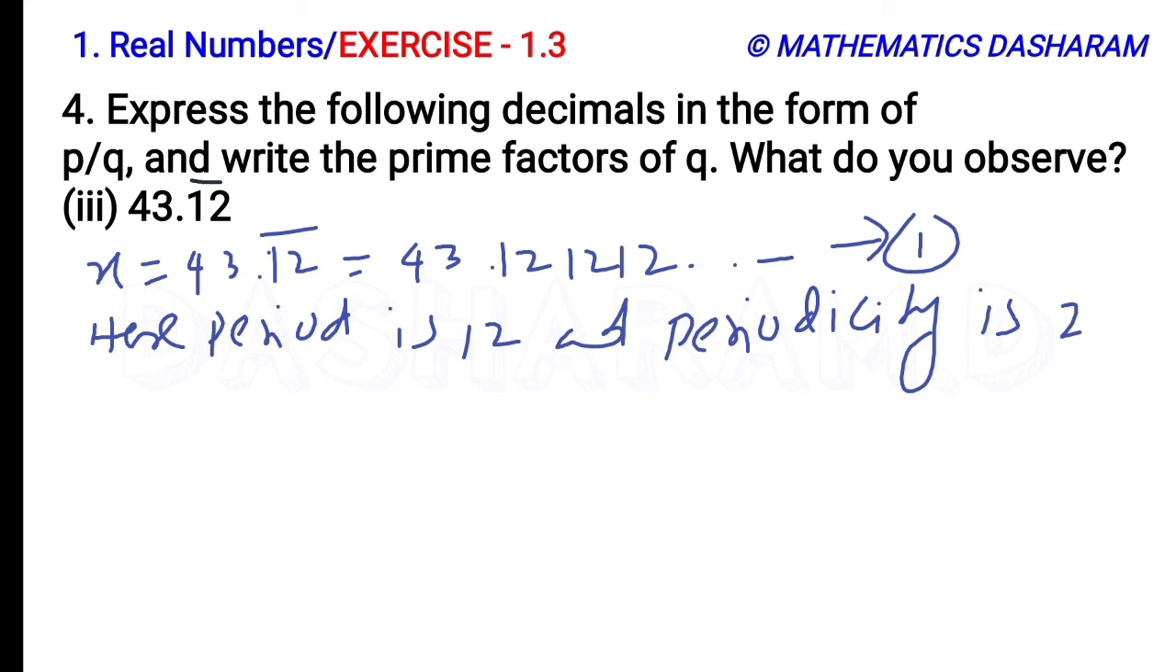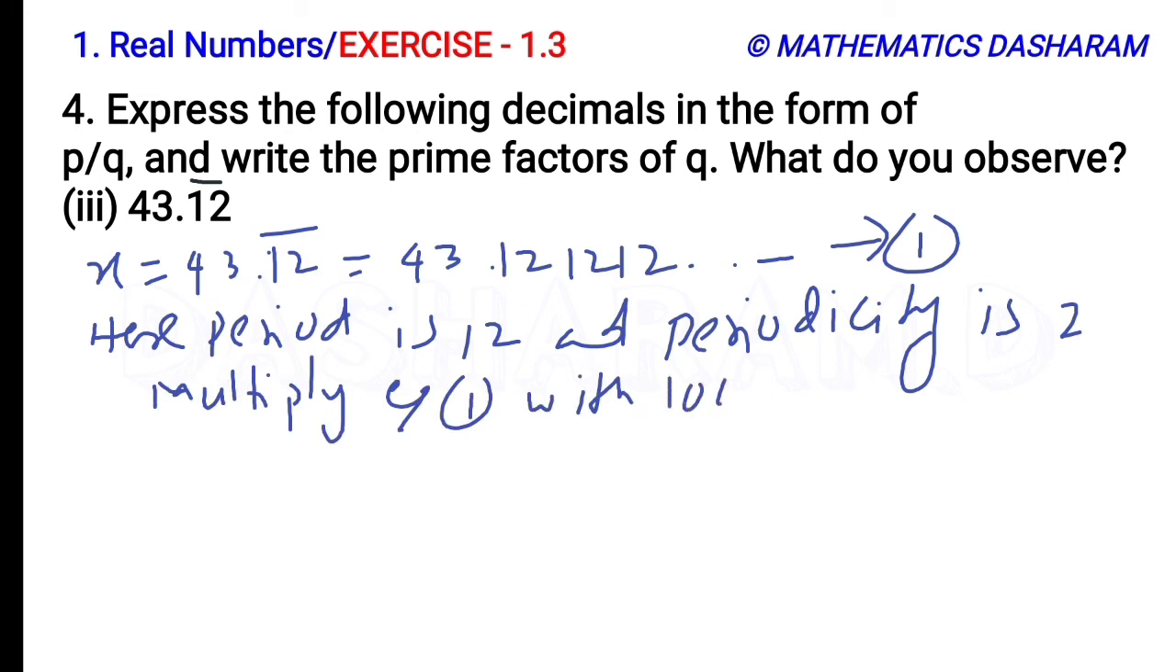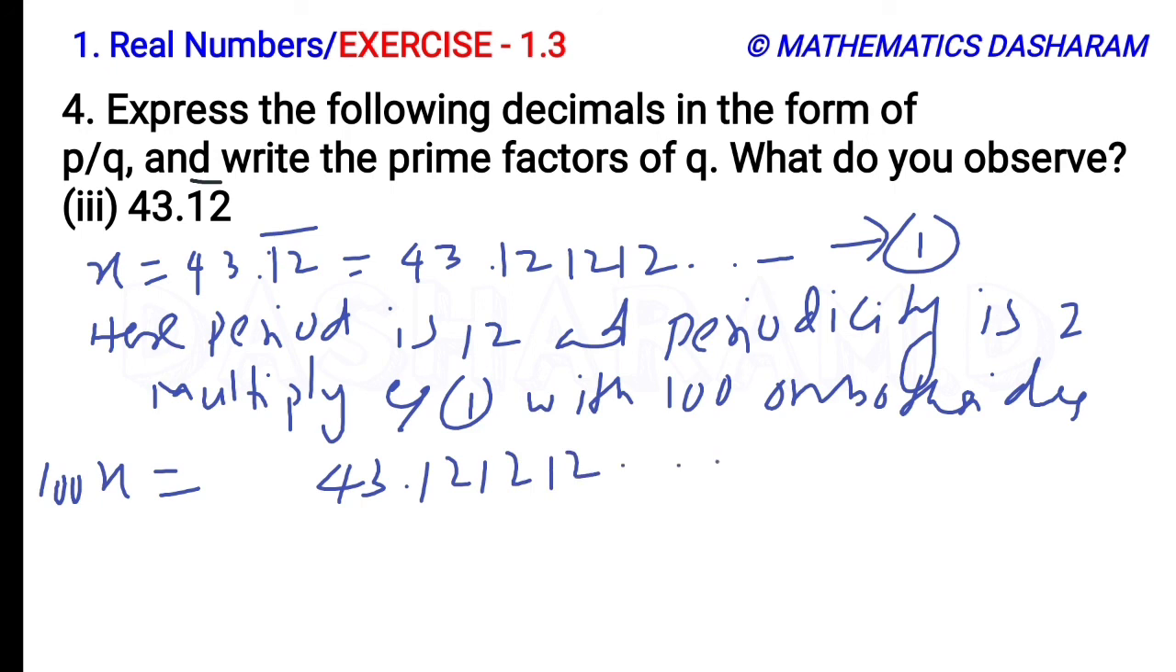So then multiply equation 1 with 100 on both sides. Equation 1 LHS x, so x multiplied with 100. Equation 1 RHS, 43.121212 dash multiplied with 100. So 100 into 43.1212, the decimal point will move to the right side by 2 digits, because here 2 zeros. So total 4312.121212 dash, equation 2.